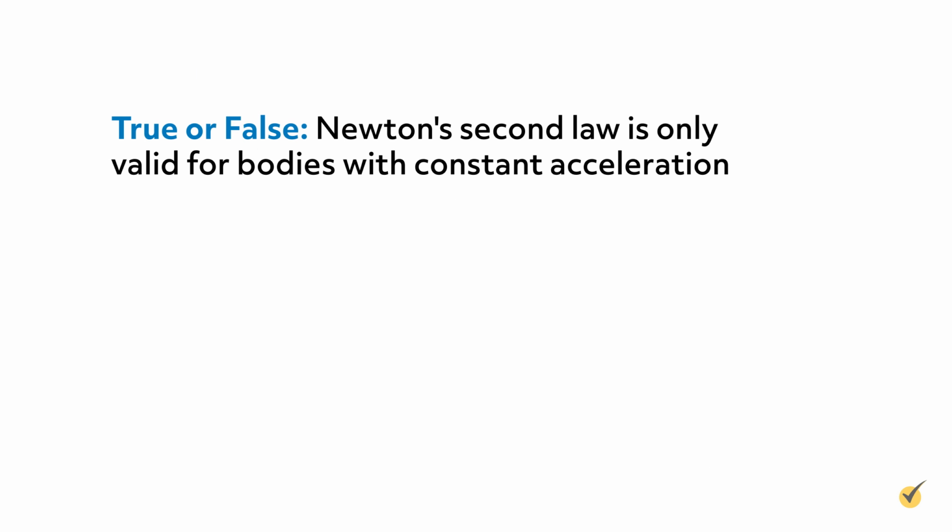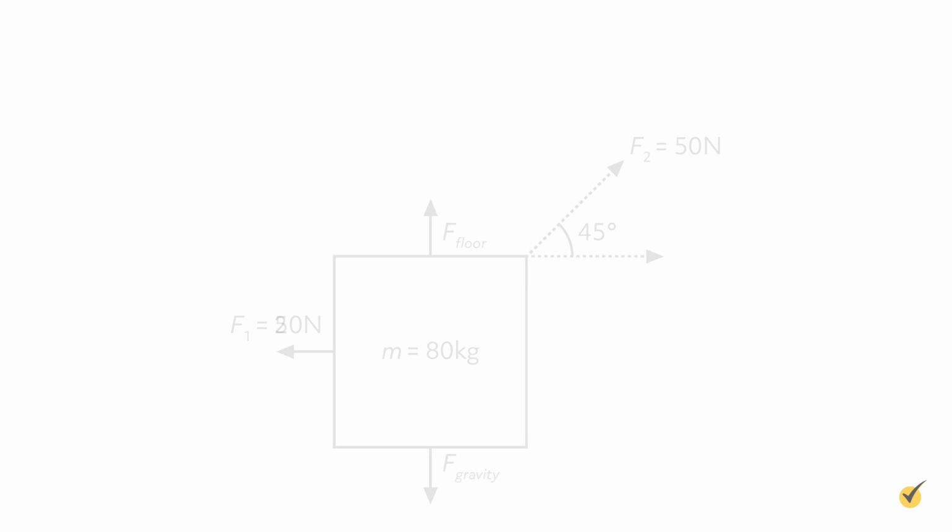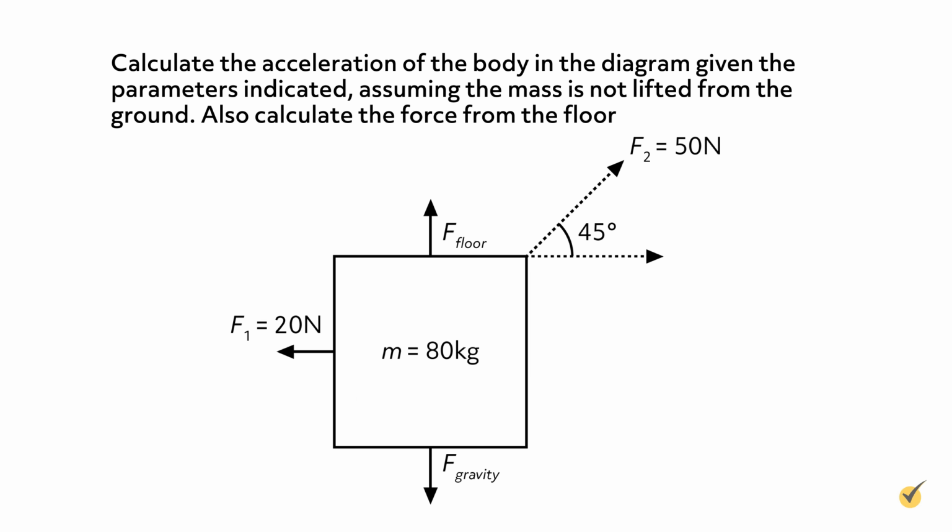Number 2. True or false? Newton's second law is only valid for bodies with constant acceleration. The correct answer is false. Newton's second law can be used to find any acceleration. Number 3. Calculate the acceleration of the body in the diagram given the parameters indicated, assuming the mass is not lifted from the ground. Also calculate the force from the floor.